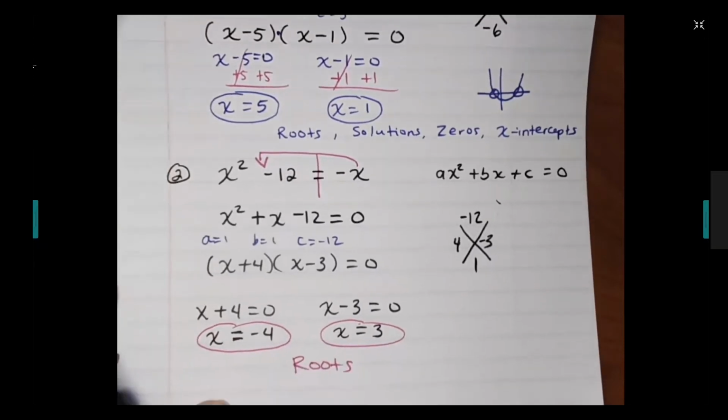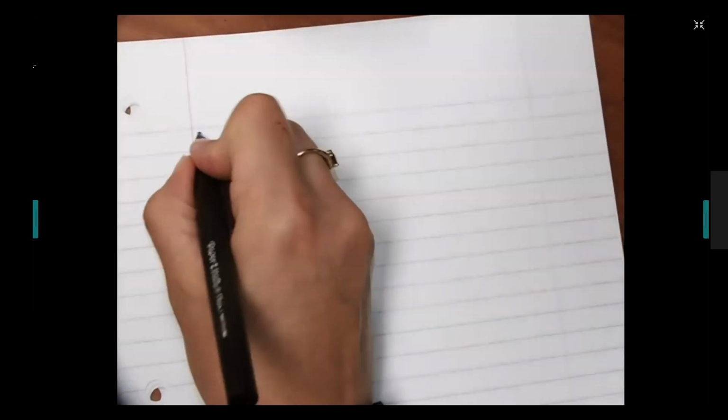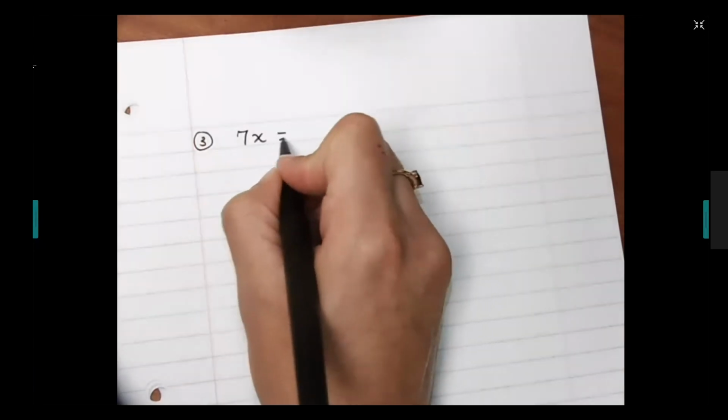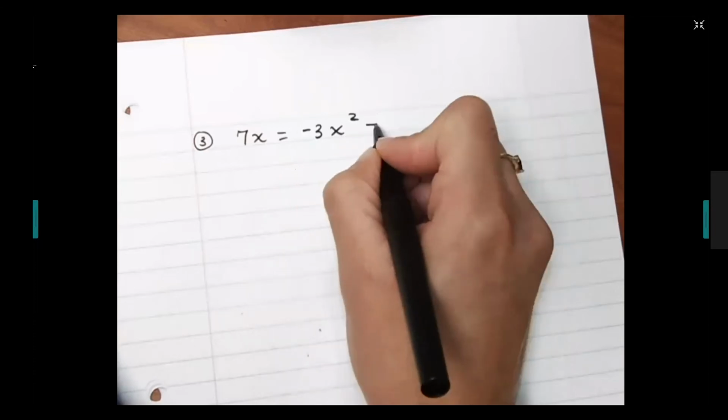All right, and I'm done. I'm going to do one more example, and then we'll be through with this video. All right, so for example 3, we're going to do 7x equals negative 3x squared plus 6.